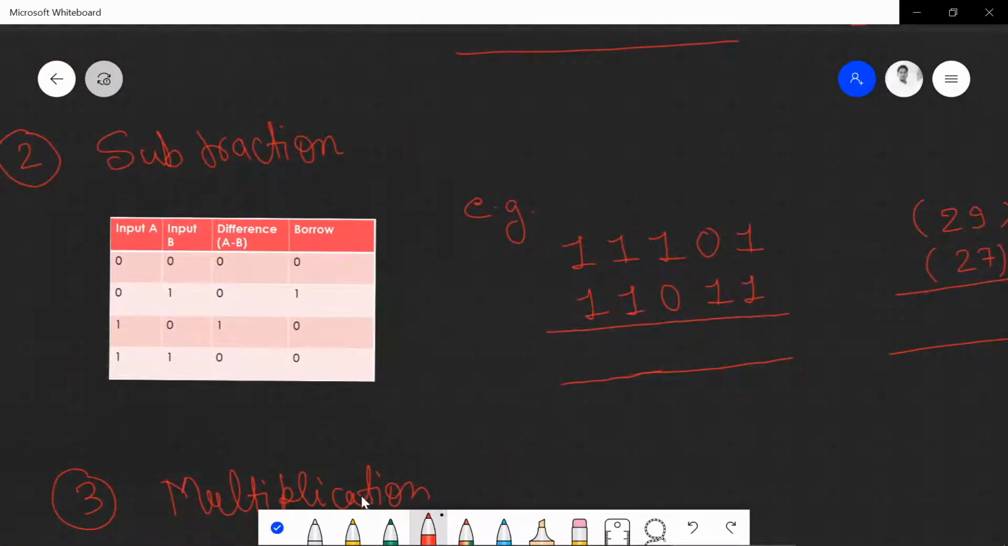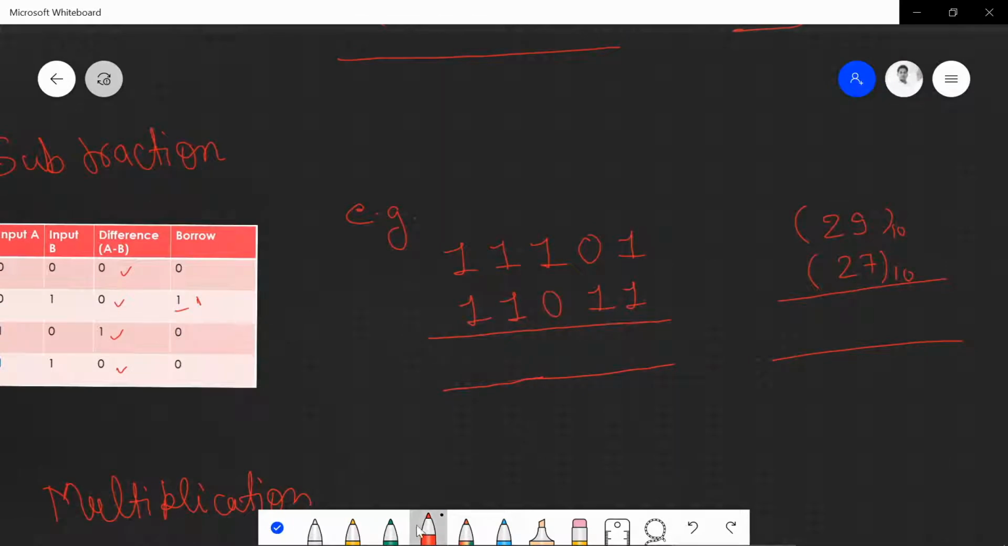Subtraction is defined like this: 0 minus 0 is 0, 0 minus 1 will be 1 with a borrow of 1, 1 minus 0 is 1, and 1 minus 1 is equal to 0. We will see how this borrow comes into the picture. So let's see how this subtraction operation is performed.